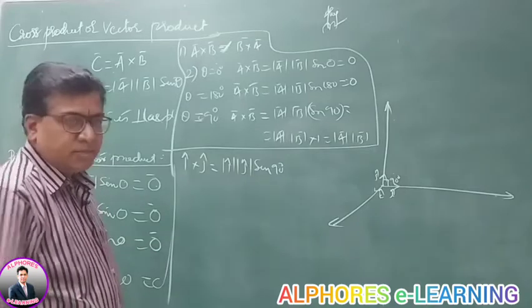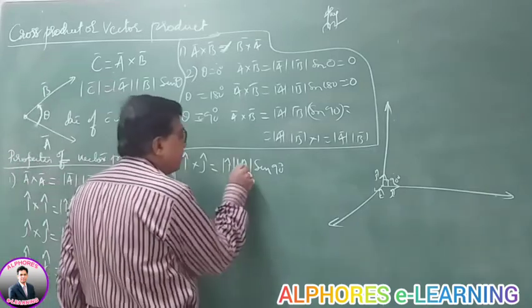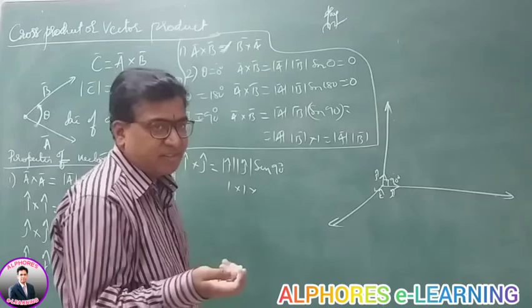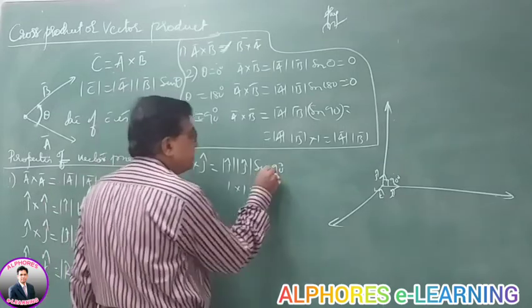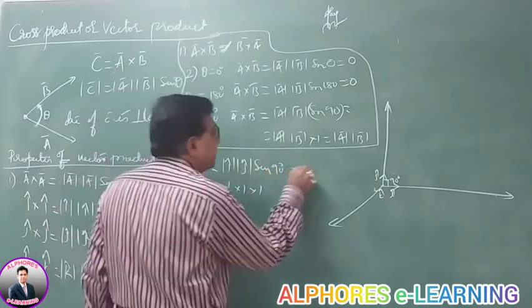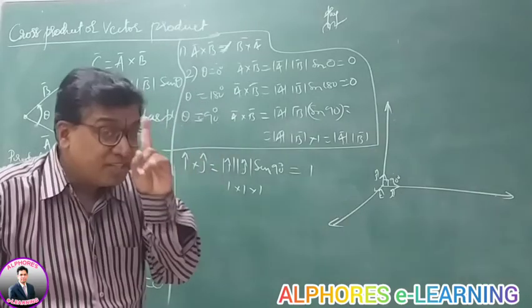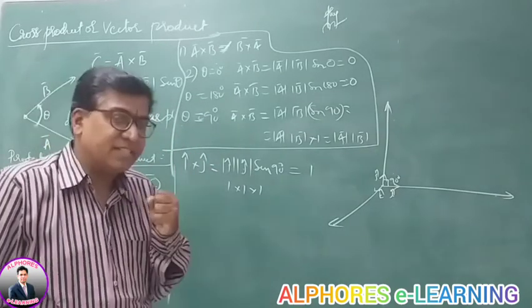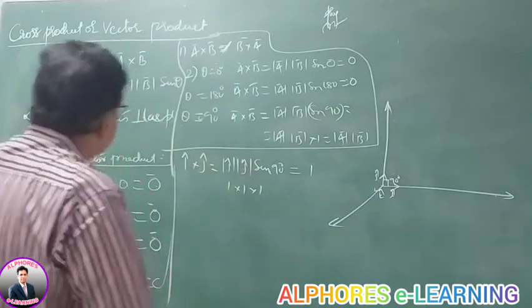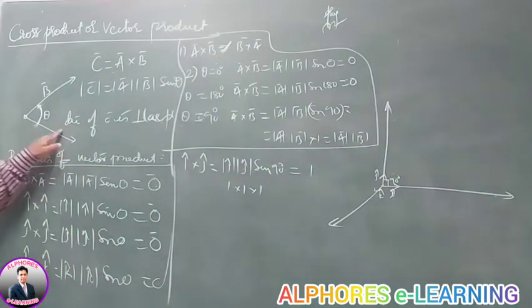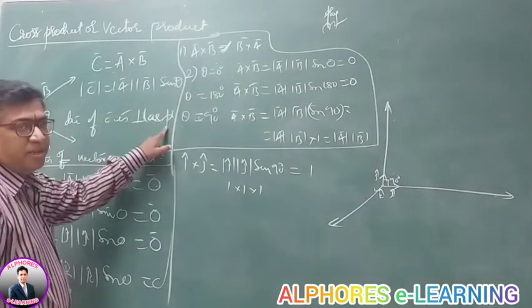So therefore, mod i is 1, mod j is 1, unit vectors. They are unit vectors along x and y. So mod i is 1, mod j is 1, sine 90 is 1. So finally you will get 1. Magnitude is 1. How about the direction? Well, I was telling you the direction of the cross product is perpendicular to the plane of A and B.